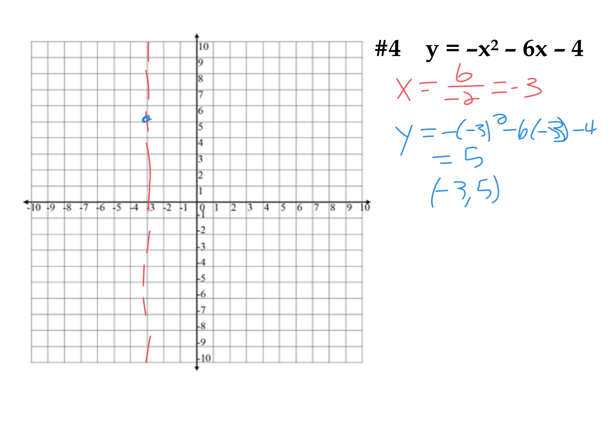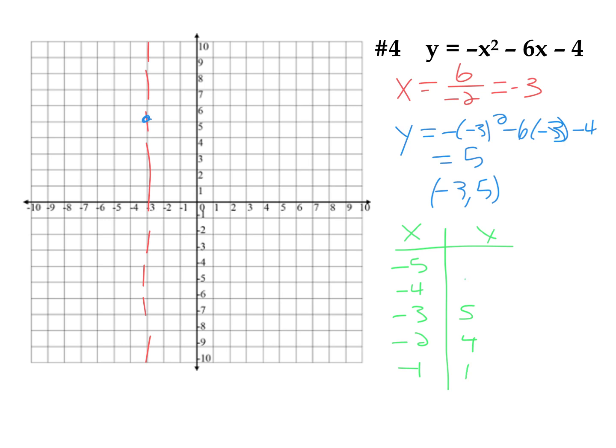Okay, and from there I can find my table of values. So x and y values, and my x values are going to have -3 in the middle. I'm going to have -4, -5, -2, -1. I know when I plug in a -3, I'm going to get 5. When I plug in -2, I'll get 4. When I plug in -1, I'll get 1. Again, you can do those calculations. You should be able to plug these in.